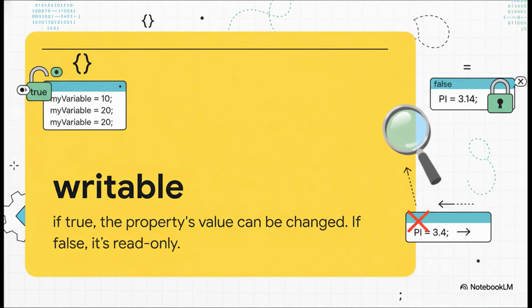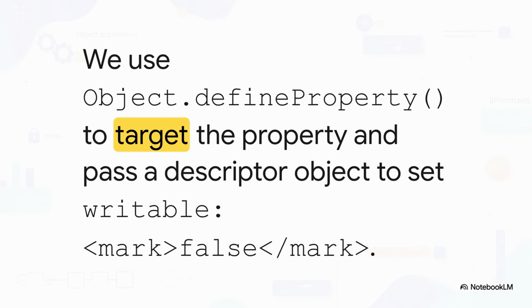First up, we have writable. This one is pretty straightforward. If it's true, you can change the property's value. If it's false, that property becomes read-only. Honestly, just think of it like a file permission. You either have write access or you don't. Simple as that. Let's actually see this in action.